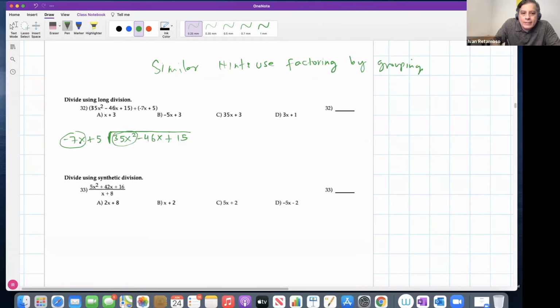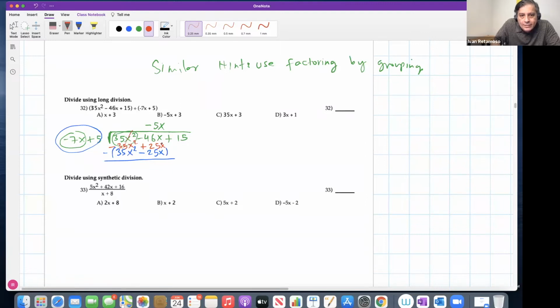35x squared divided by 7x negative is negative 5x. That negative 5x has a place on top of this minus 46x. Then multiply this guy times this whole divisor. When you do that, you get negative 5 times negative 7 is 35x squared. Negative 5 times positive 5 is minus 25, don't forget the x. And then you have to subtract these two. To help myself, I just distribute the negative sign over. You get this, and they get positive 25x.